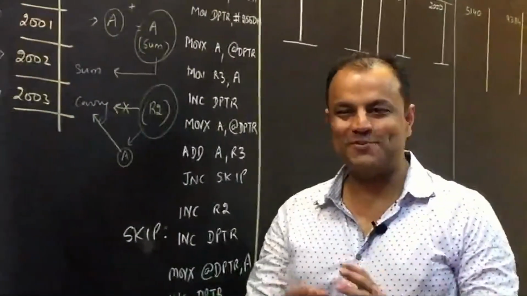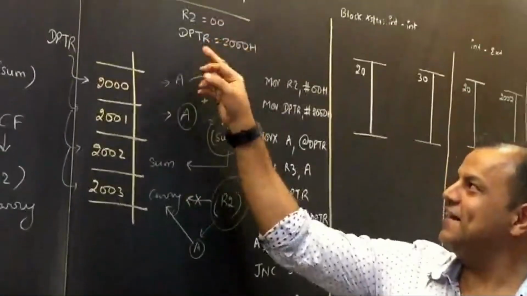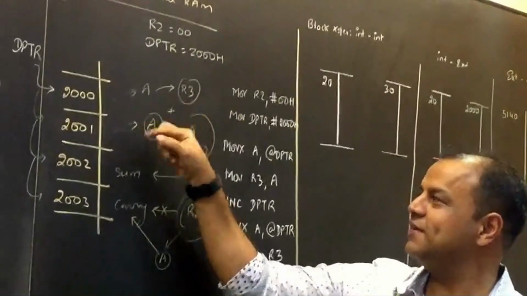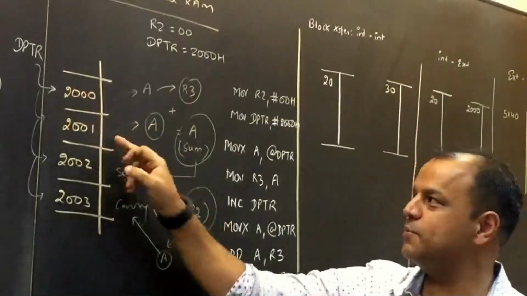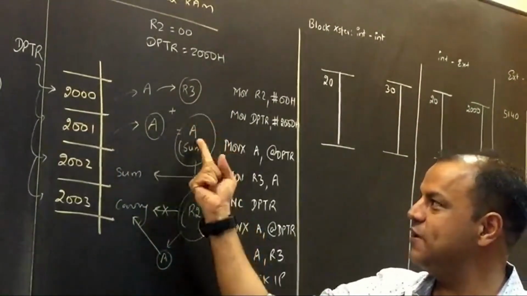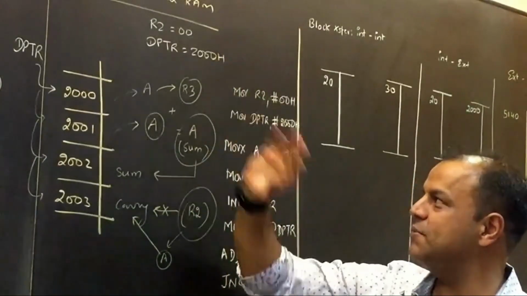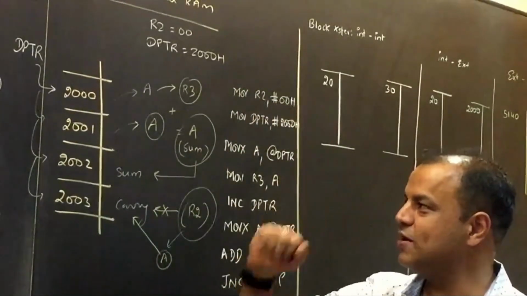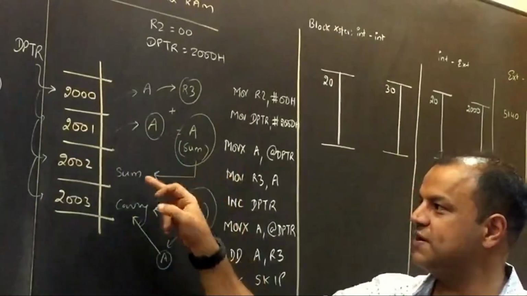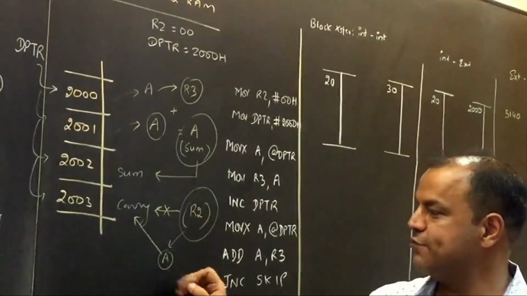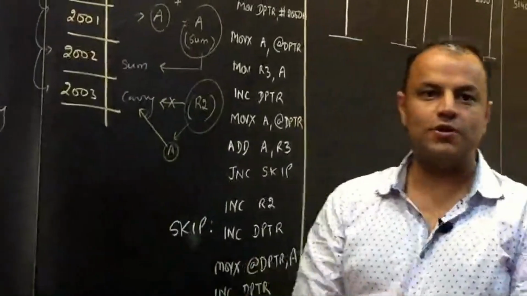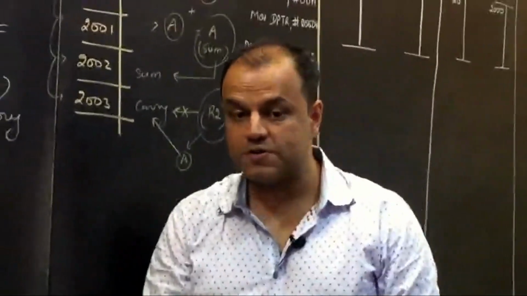Did you understand the program for the last time? Initialize carry, initialize pointer, using the pointer get the first data in A, transfer it to R3, increment the pointer, get the second data in A, add the two, A has the sum. If there is a carry, increment R2. If there is no carry, skip. So R2 has the carry, increment the pointer, store the sum, increment the pointer, take the carry from R2 to A and then store it at location 2003, end the program. Did you understand? Tell me honestly, did you understand?